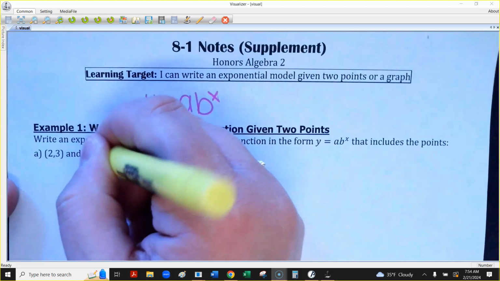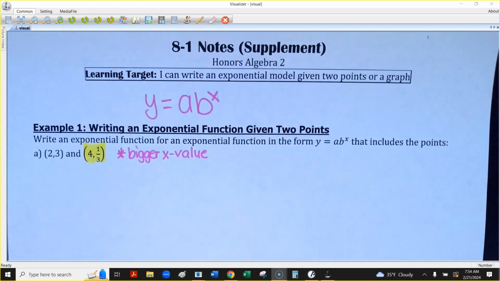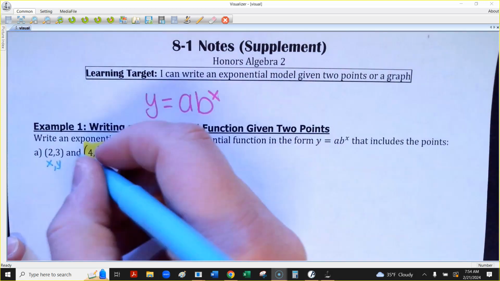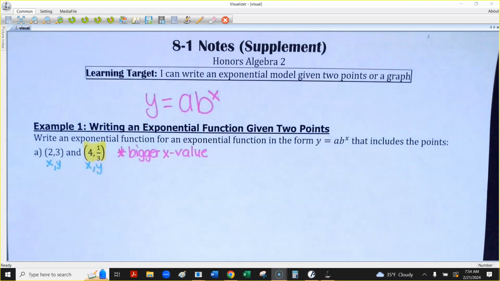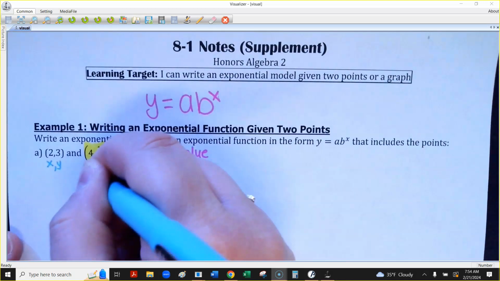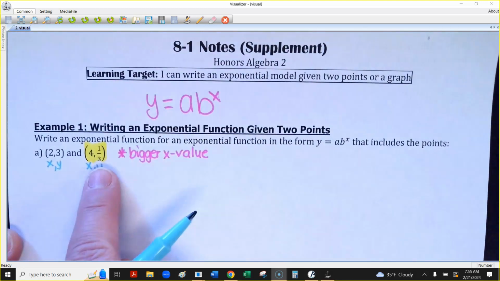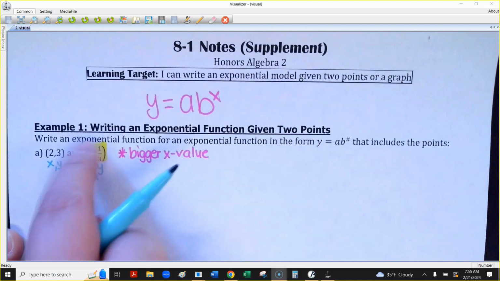All right, now, here's the deal. Each of those points gives you an x-coordinate and a y-coordinate that's on this graph, right? What we're going to do is use that y = ab^x formula. I'm going to start with this point here, and in place of y in this formula, I'm going to put the y-coordinate, and in place of x, I'm going to put the x-coordinate.